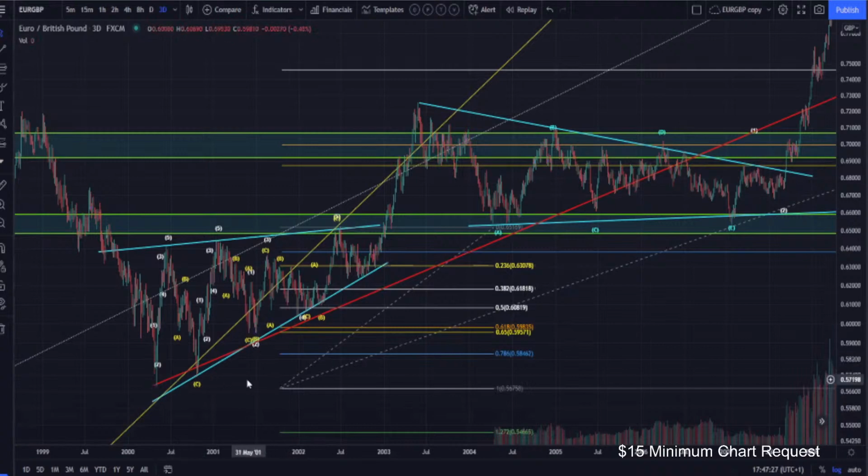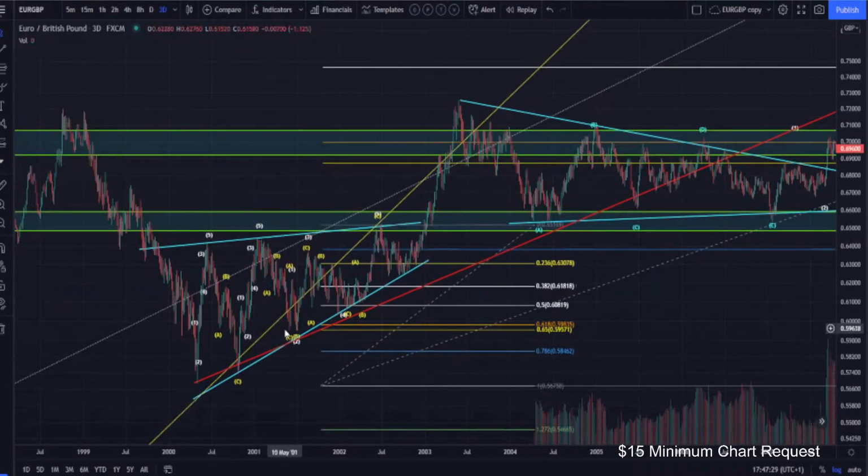Could you even? Well, you see, you can't go 1, 2. Could you do that? No, you can't go 2 here because that's a lower low.